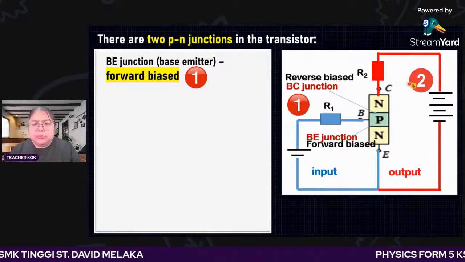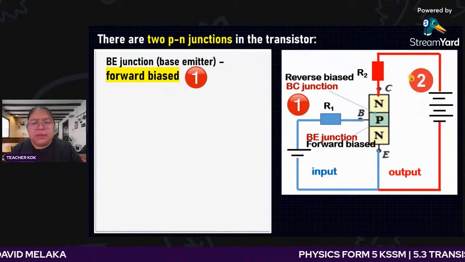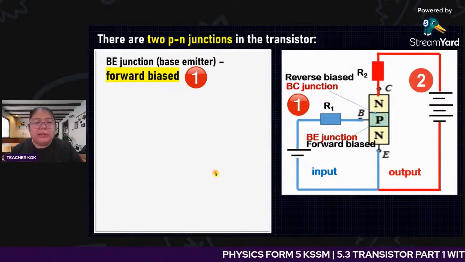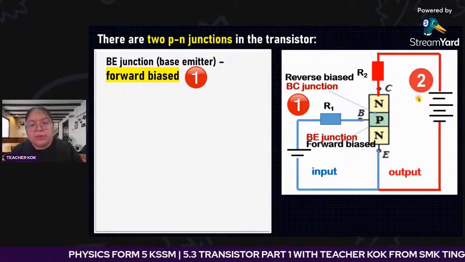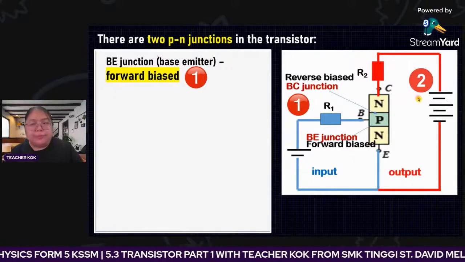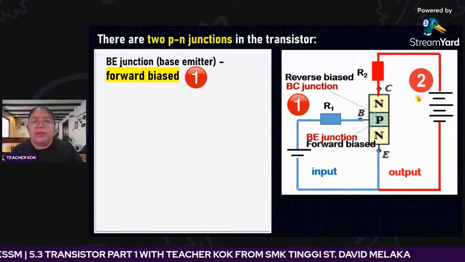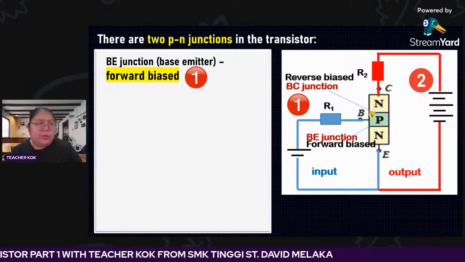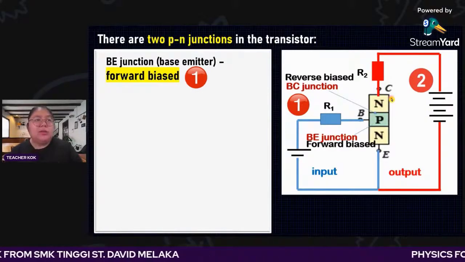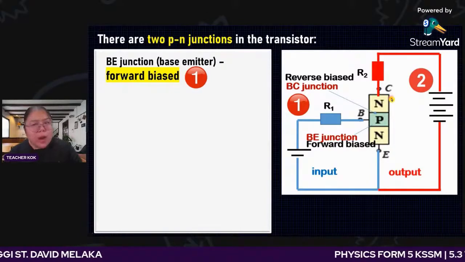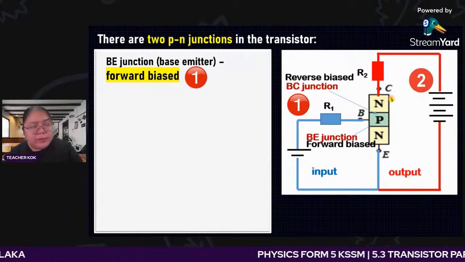Okay, second circuit, the collector circuit, is actually a reverse bias. Reverse bias means the current cannot go, right? But finally, the transistor still functions although there's a reverse bias. Why? This is a problem. Why can they function although there's a reverse bias?